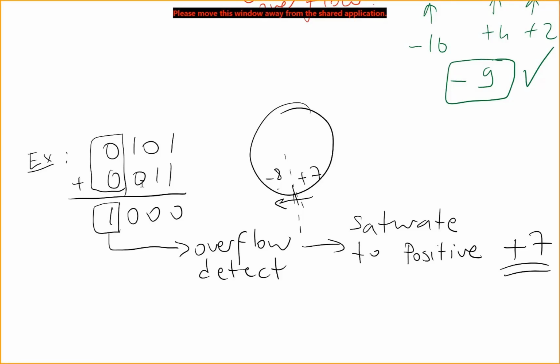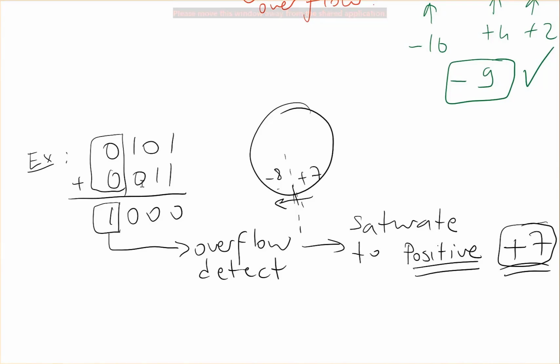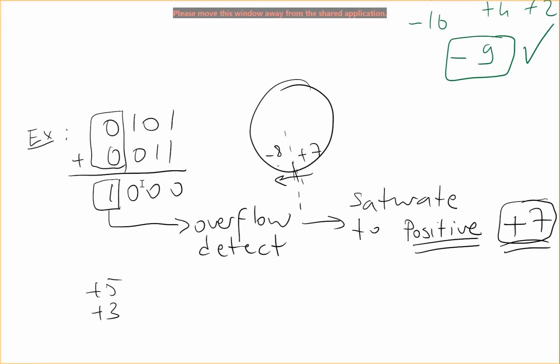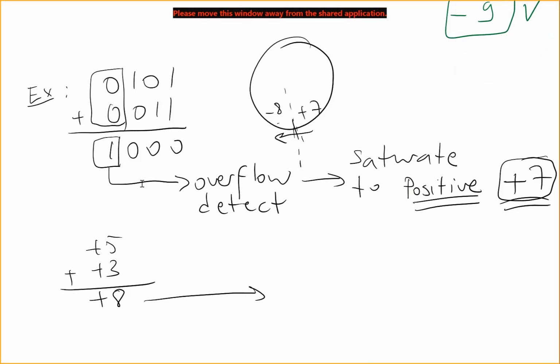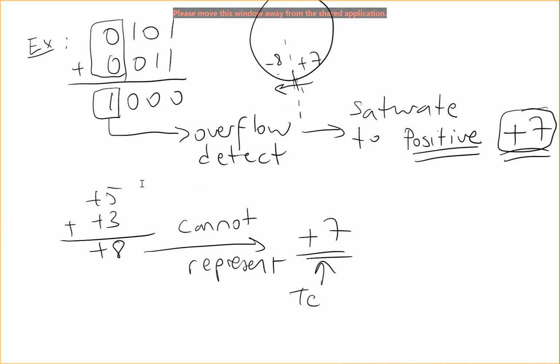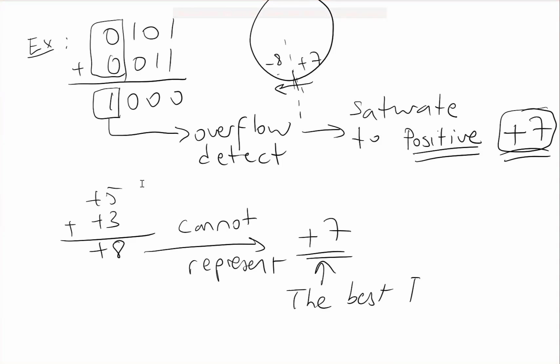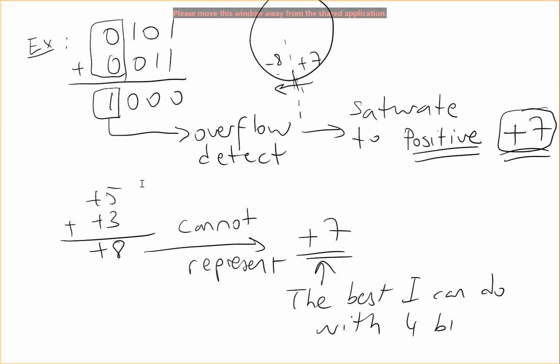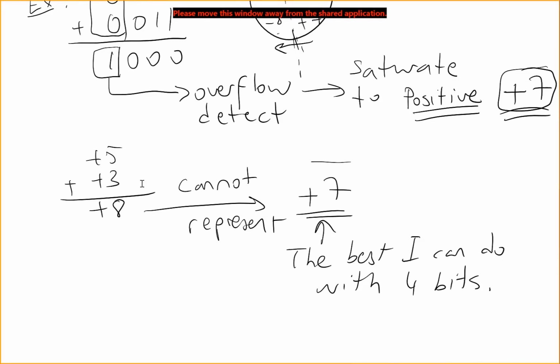To correct this, since I cannot increase my bit size in this case, I am saying I added 2 positive numbers, so the best I can do is make my result saturated to the most positive number, right? I am adding plus 5 and plus 3, so I should get plus 8. I cannot represent it, but the best I can do is saturate the result to plus 7. This is the best I can do with 4 bits, right?